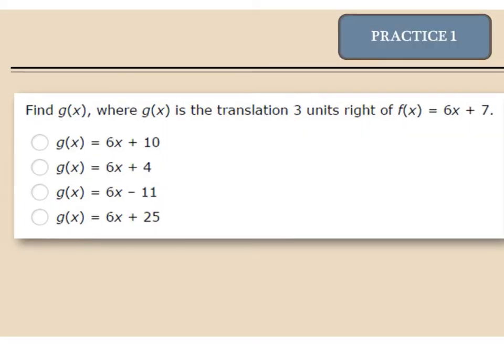Here's your first practice problem. You are to find g of x, where g of x is the translation 3 units to the right of f of x equals 6x plus 7. Do practice problem 1 and follow how I did my practice problem.